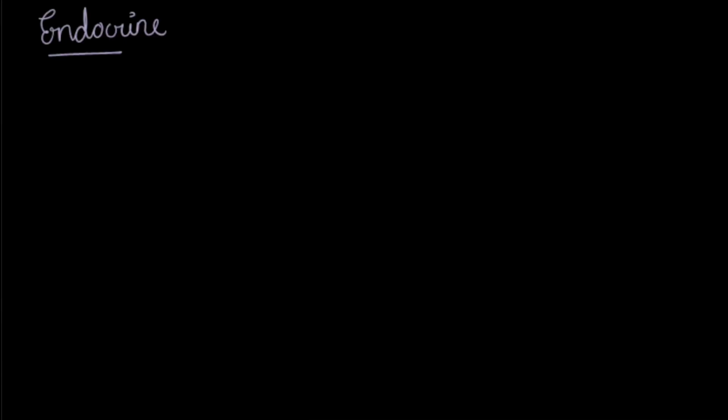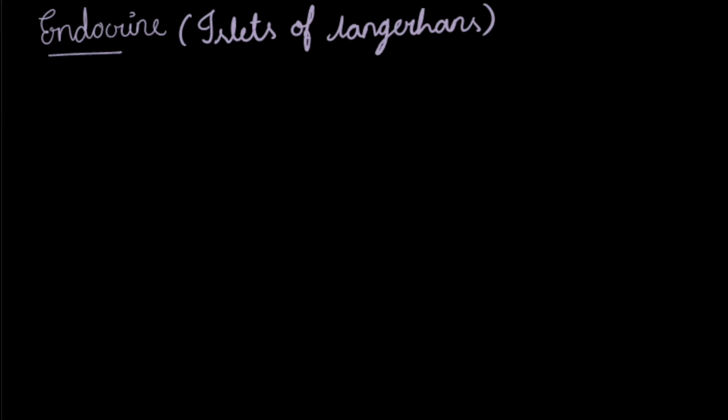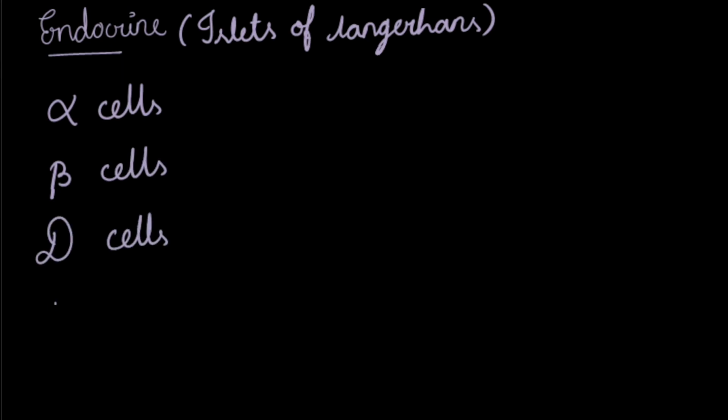So now regarding the endocrine action of the pancreas, here these endocrine cells are also called islets of Langerhans. So here we will be having different types of cells. One is the alpha cell, the next one the beta cell, then comes the delta cell, then at last F cells or PP cells.